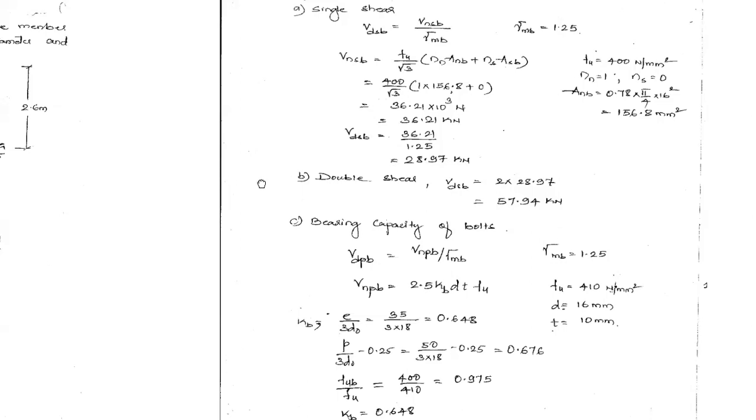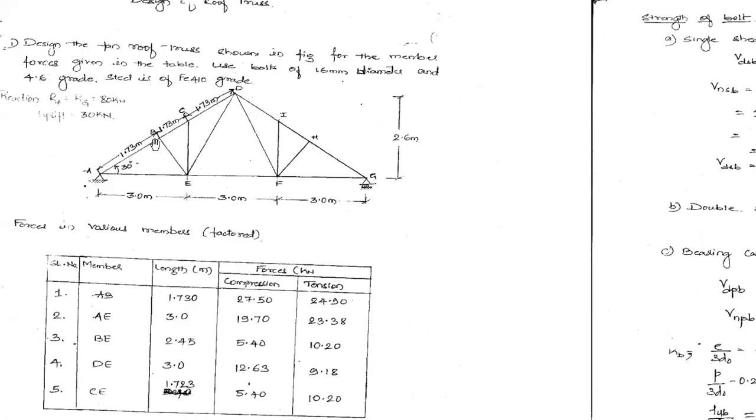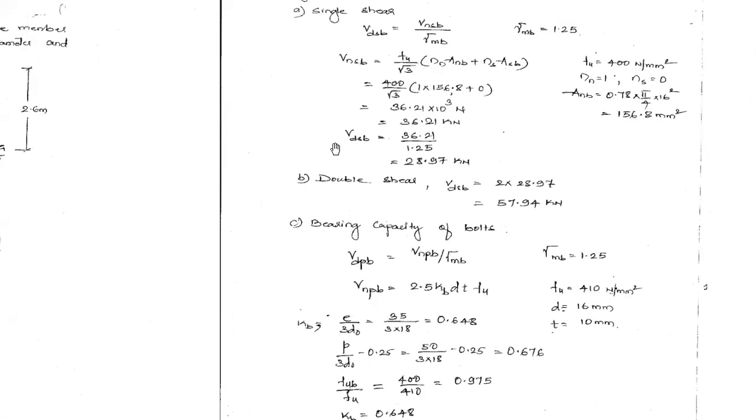Okay, so when you use a double angle section for this chord and the bottom tie member, bolts will be experiencing double shear. Whenever you provide two angles back to back over the gusset plate, bolts will be subjected to double shear. And in the case of single angle sections, they are experiencing single shear. Okay, so that's why both have been calculated here.